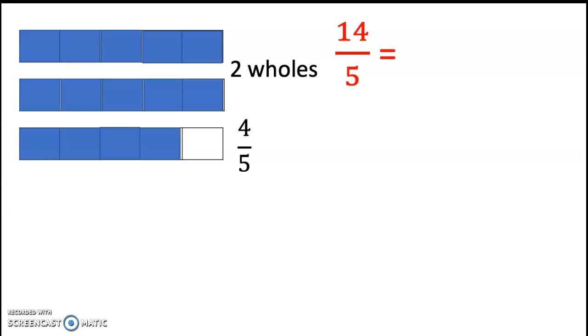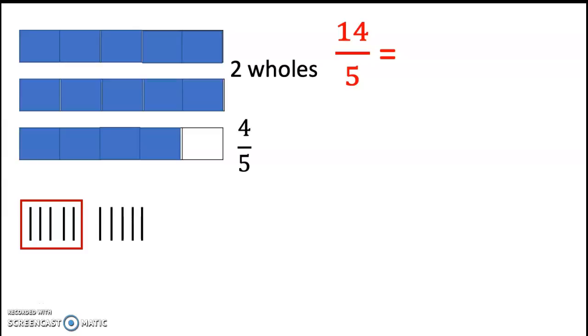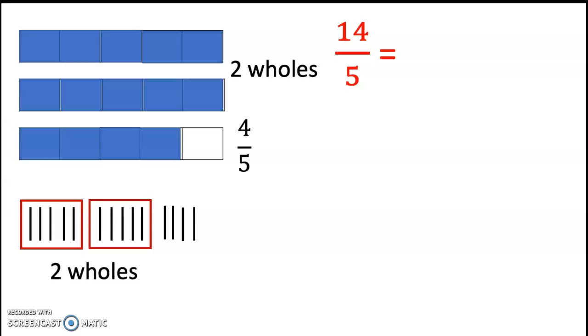So I'm just going to do this with tally marks. 1, 2, 3, 4, 5. Well, there's one group of 5, so I'm going to make that into a box, meaning that that is 1 whole. Then I'll keep counting. 6, 7, 8, 9, 10. There's another group of 5. 11, 12, 13, 14. So there are my 14/5. My fifths are just represented with tally marks. From here, I can easily see that I have 2 wholes or 2 groups of 5 with 4/5 left over.